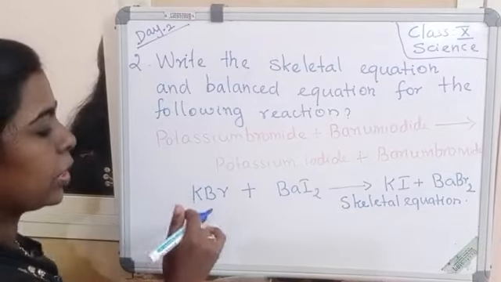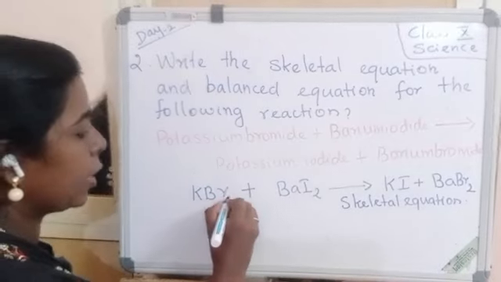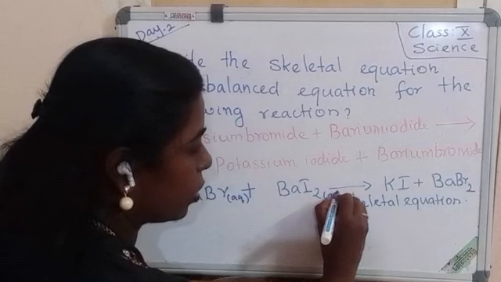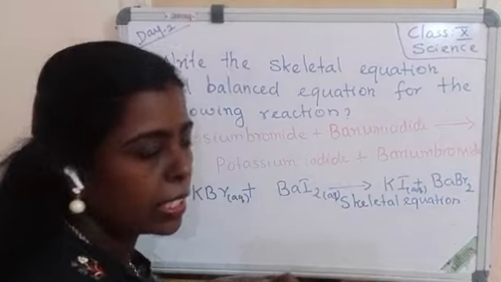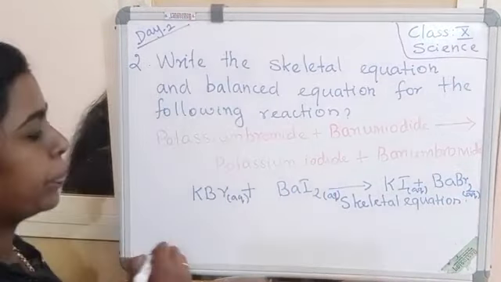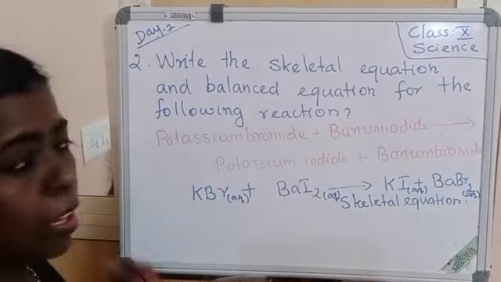Here we should write the physical states of our reactants and products. KBr is in aqueous solution, barium iodide is also in aqueous solution, potassium iodide is also in aqueous solution, and barium bromide is in aqueous solution. Next we write the balanced equation of this reaction.